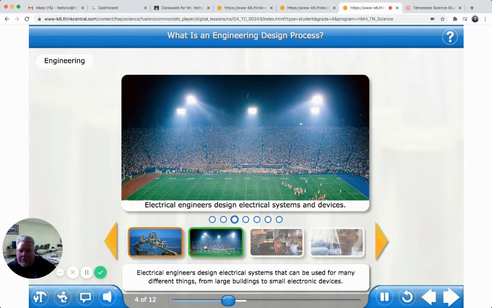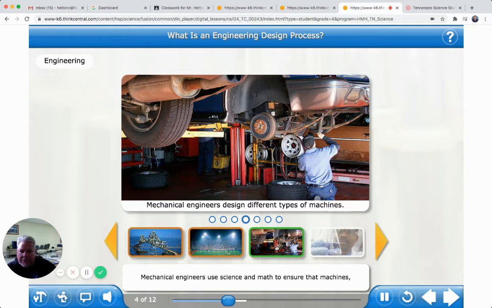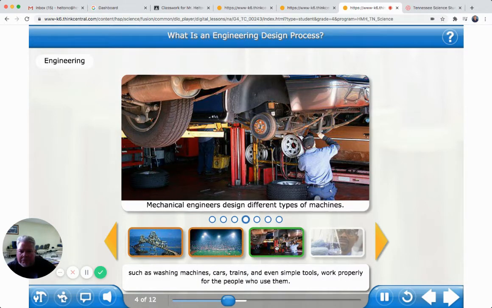Electrical engineers design electrical systems that can be used for many different things, from large buildings to small electronic devices. Electrical engineers make sure these electrical systems work properly to provide the electricity needed by the building or product. Mechanical engineers design and work with all types of machines used in everyday life. Mechanical engineers use science and math to ensure that machines, such as washing machines, cars, trains, and even simple tools work properly for the people who use them.